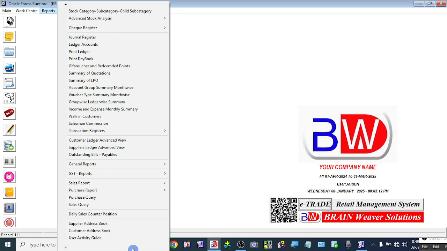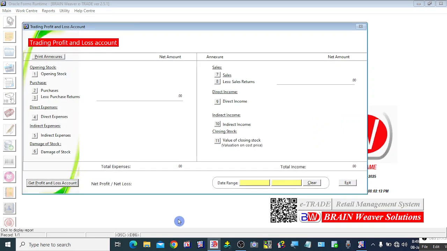To generate the profit and loss account from the report, we can choose general report, profit and loss account. If we click on this get profit and loss account, the system will generate the profit and loss account as of today. Here we can see, as of today from the beginning, what is the net profit or net loss. Here the net profit is showing 11,78,000.